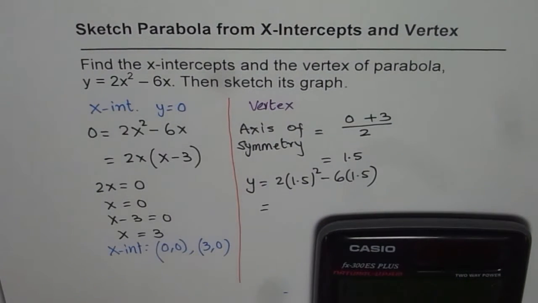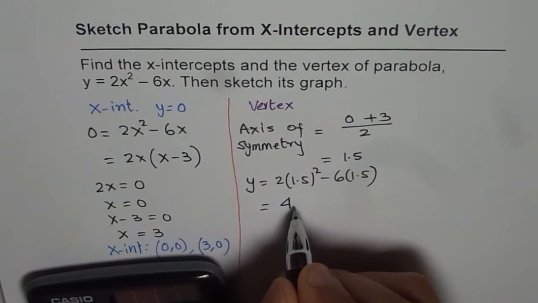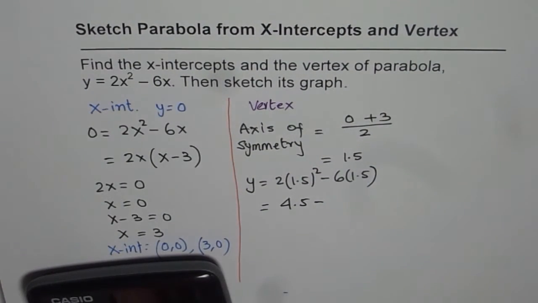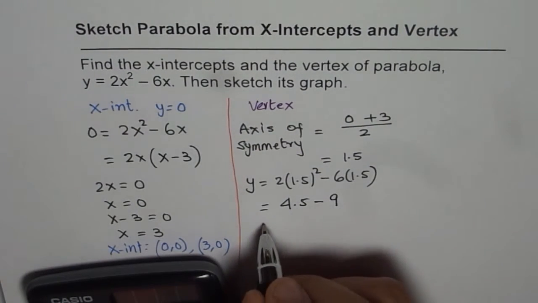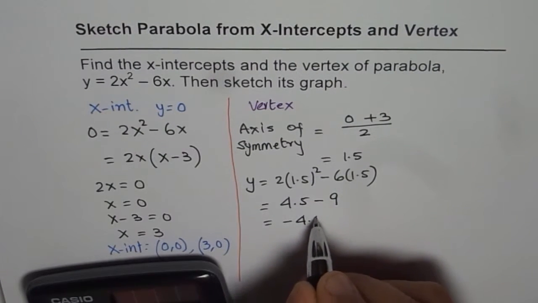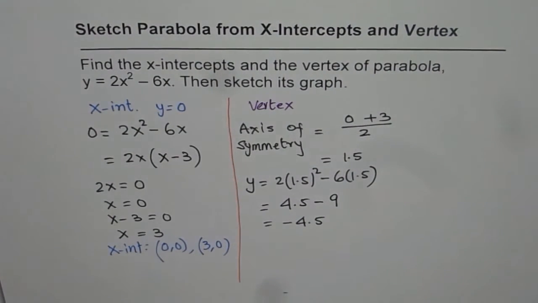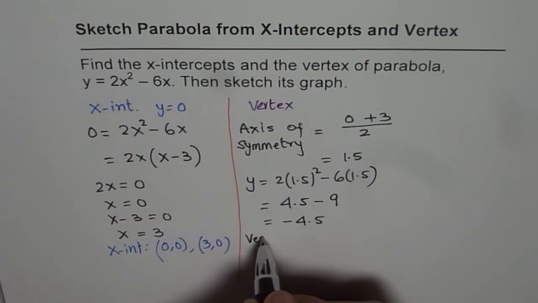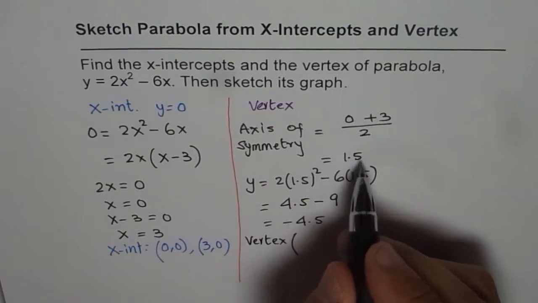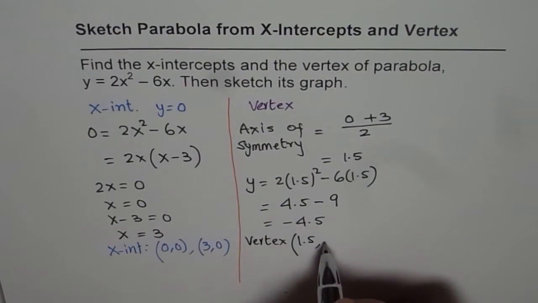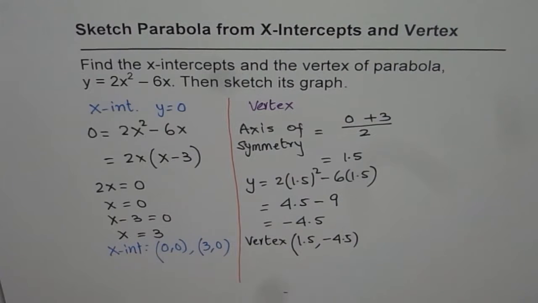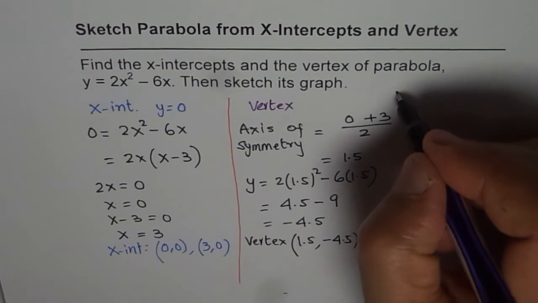So we have 1.5 squared is equal to 2.25. We'll multiply that by 2, which is equal to 4.5. So we can write 4.5 minus 6 times 1.5, which is 9, right? So therefore we get minus 4.5 as the y value, right? So that gives us the vertex, and say vertex is at x value 1.5 and the y value is minus 4.5. So we got the vertex for our parabola.